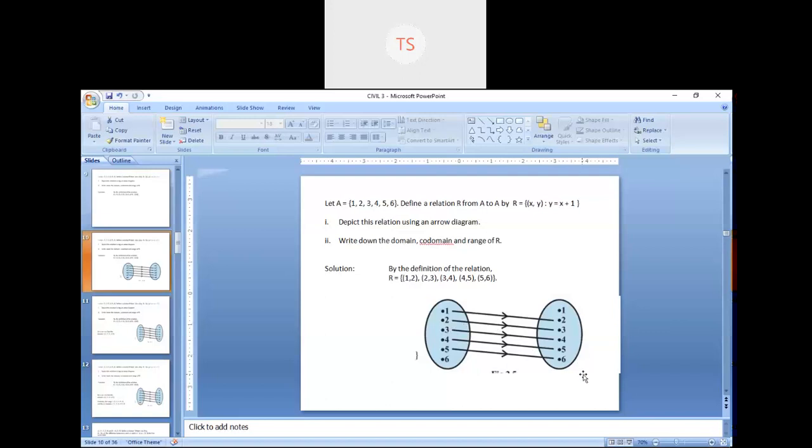Now there is one important thing. If you notice the first set, this point 6 is not related to any element of the second set, because from 6 we have not drawn any arrow to the second set. And this one in the second set is also not related to any element of the first set. Okay. Now, from this arrow diagram, can you tell me the domain of R?